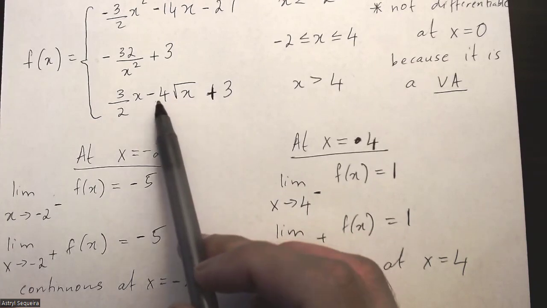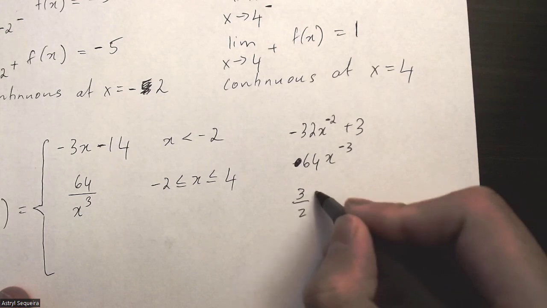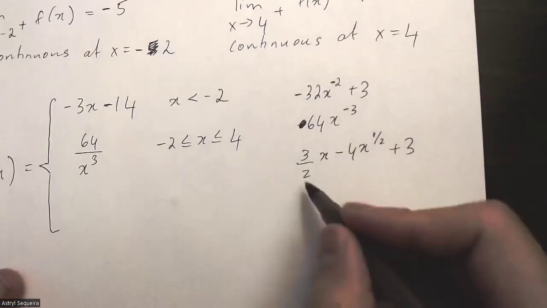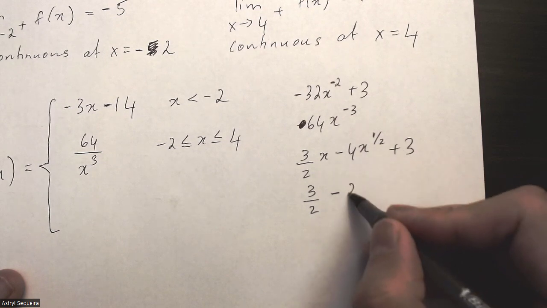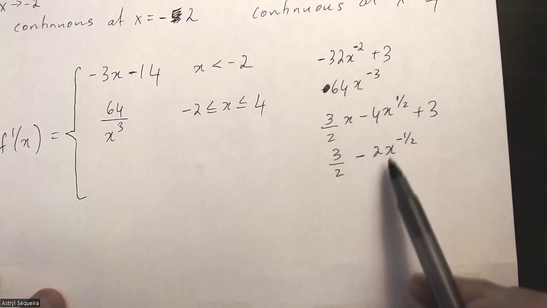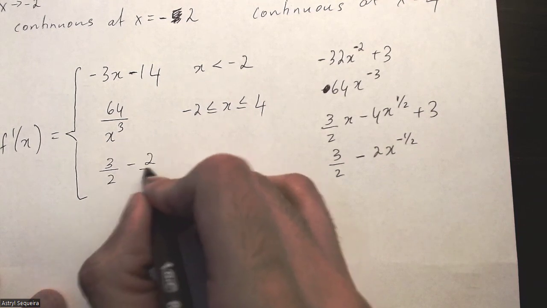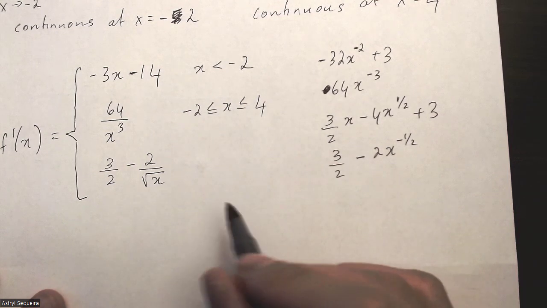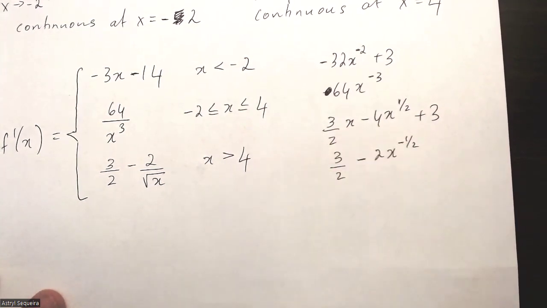And for this third equation here, again, I'll simplify it. I'll turn this root x into a half power before I derive it. 3 over 2 x minus 4x to the half plus 3. If I derive this, this is just 3 over 2 minus half times 4, which is 2, x to the negative half. And then I'll simplify by moving this to the bottom and writing it with a square root. So that's 3 over 2 minus 2 over root x, and that's just for x greater than 4.